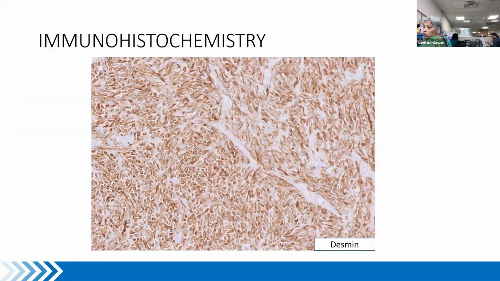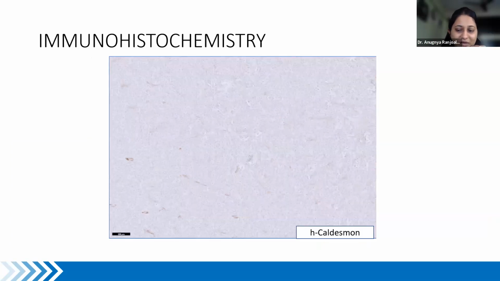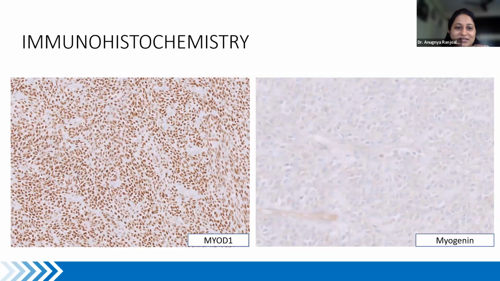Coming to lineage specific markers, Desmin kept diffuse cytoplasmic, all the tumor cells were highlighting Desmin. Since SMA was showing some non-specific staining and Desmin was diffuse, we did an H-caldesmon, which came out to be negative, and hence we ruled out leiomyosarcoma. So the clinching IHC, which gave away the diagnosis, was diffusely nuclear staining for MyoD1. However, myogenin was diffusely negative.